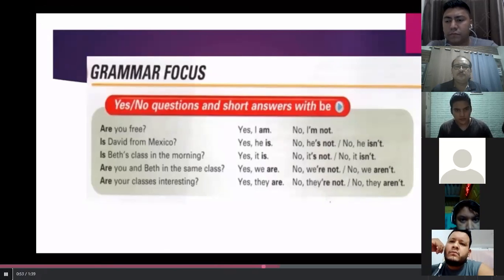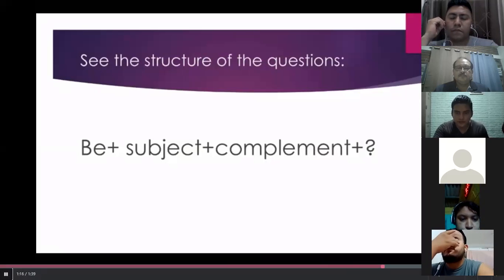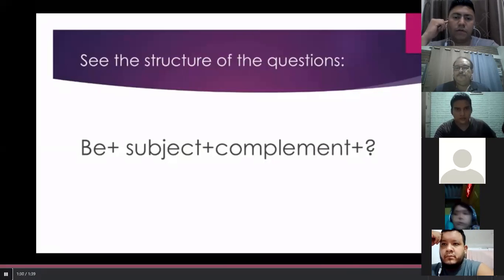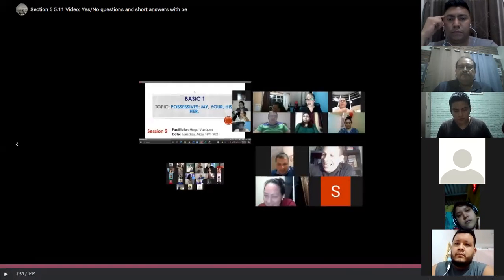Take a look at the questions in the chart again. Are you free? Yes, I am. No, I'm not. Is David from Mexico? Yes, he is. No, he's not, or no, he isn't. See the structure of the questions: B plus subject plus complement plus question mark. Keep in mind the verb be will depend on the subject we're talking about. Also, when answering in affirmative, you always have to say yes, he is, yes, we are, yes, you are. Your answer should not be just yes. You do the same with negative answers. When your answer is no, you have to say no, he's not, or no, he isn't. No, they're not, or no, they aren't.